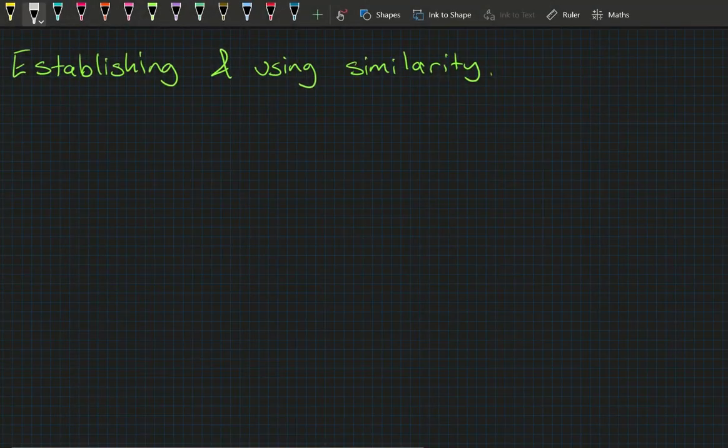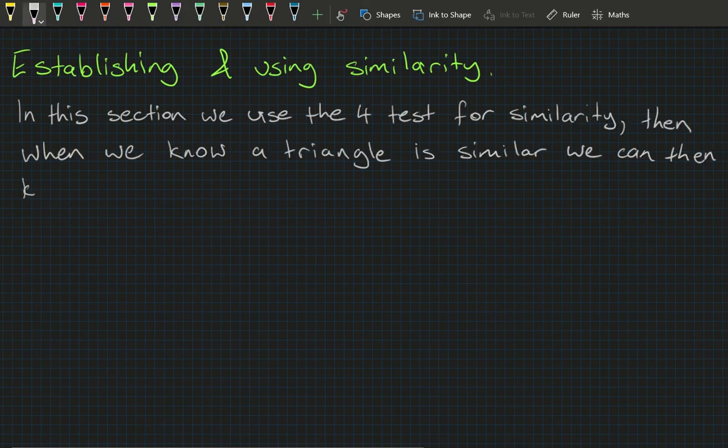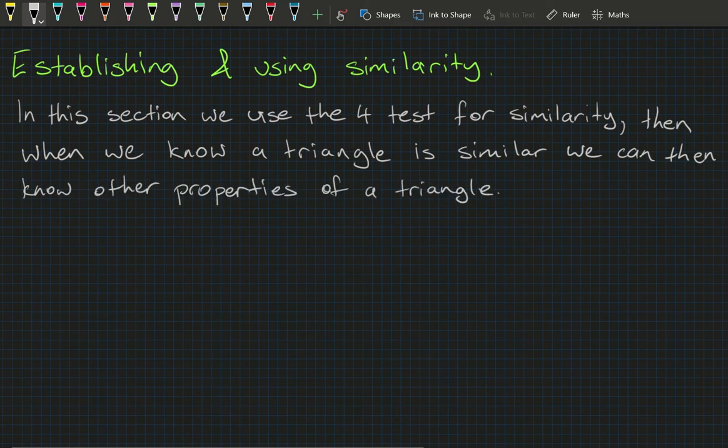In this section, we use the 4 tests for similarity. Then when we know the triangles are similar, we can also know other properties of a triangle. Alright, let's get straight into example 9.